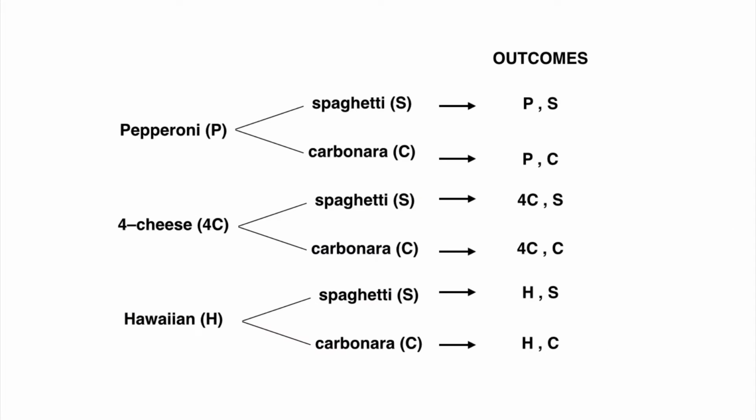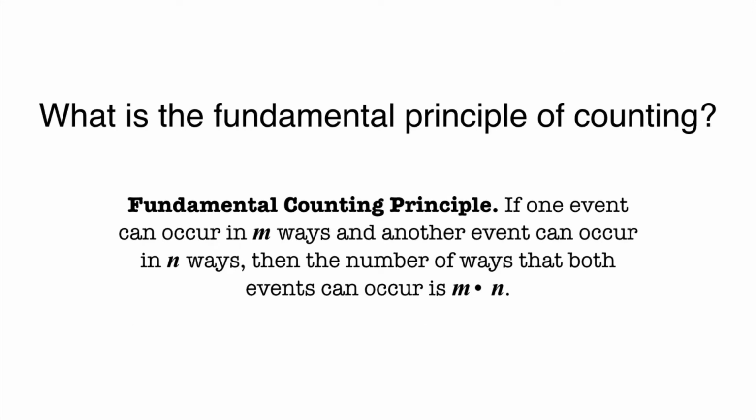But imagine if we have so many choices, like for example, we have 10 choices for the pizza and maybe another 10 choices for the pasta. Imagine how tedious it will be if we are going to write down all the possible choices. So is there a shortcut for us to be able to come up with the possible choices without having to draw the tree diagram? That's where the fundamental principle of counting will come in.